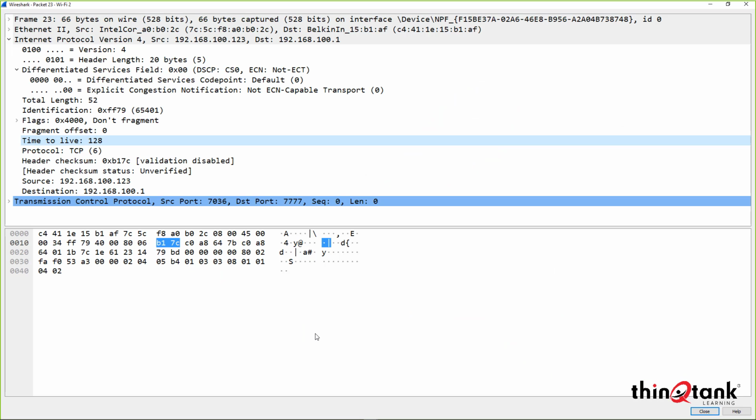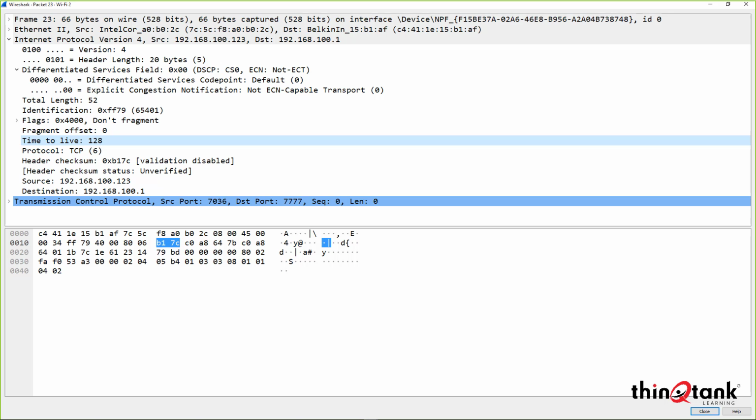Interestingly enough, if I was to look at, say, multicast traffic, for example 224 multicast traffic, the time to live for those packets is set to 1 by default. That allows us to limit the scope of that multicast traffic.